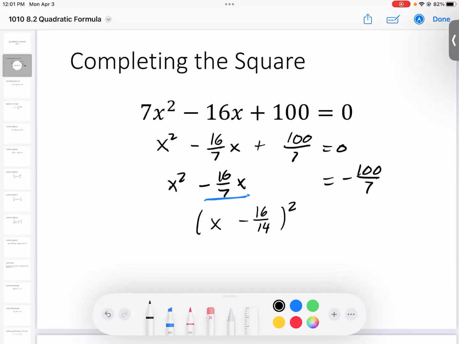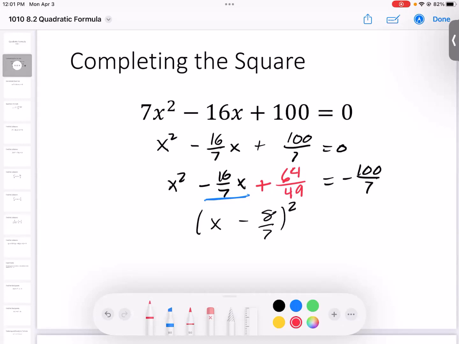And you could reduce this if you wanted to. Let's go ahead and reduce it. So if we reduce 16 over 14, that would be 8 sevenths, right? Because they can both be divided by 2. So we get negative 8 sevenths. However, this polynomial does not factor to x minus 8 sevenths squared, because you would also need to have a 64 over 49, because this negative 8 sevenths times itself will equal positive 64 over 49. Is everybody good? This is kind of a quick review of what we did last class.